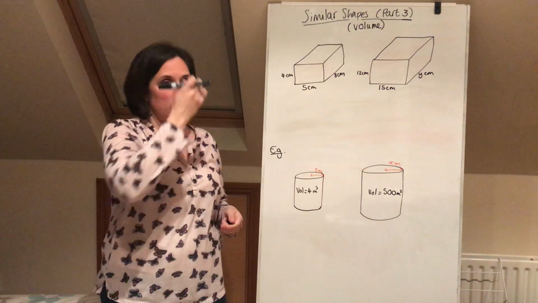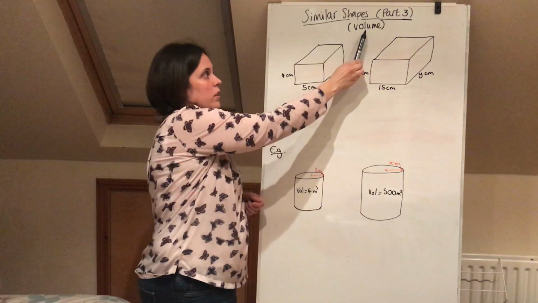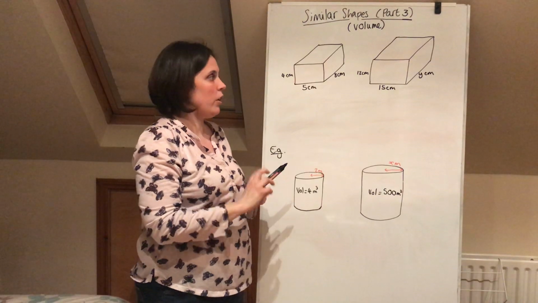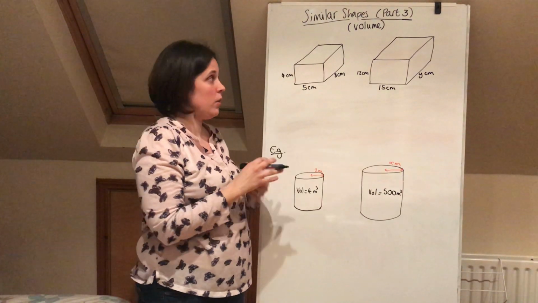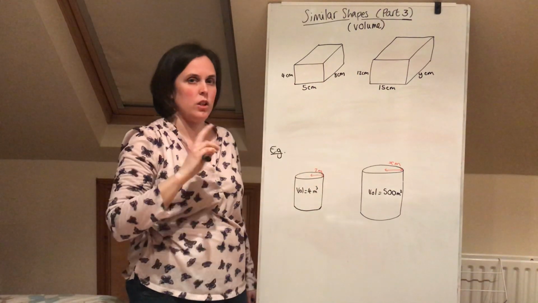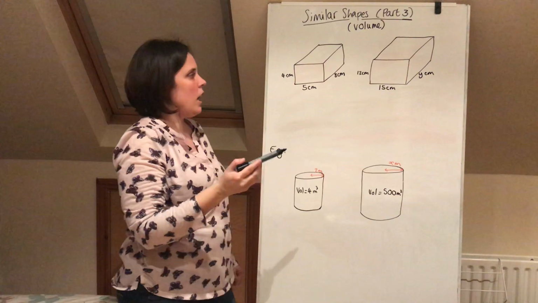We're going to look at the third part of similar shapes now. So this time we're going to be talking about the volume of similar shapes. Very similar to my last video where we were looking at the areas, I've actually got the same rectangle here so that you can compare the two and see the similarities, if you pardon the pun.